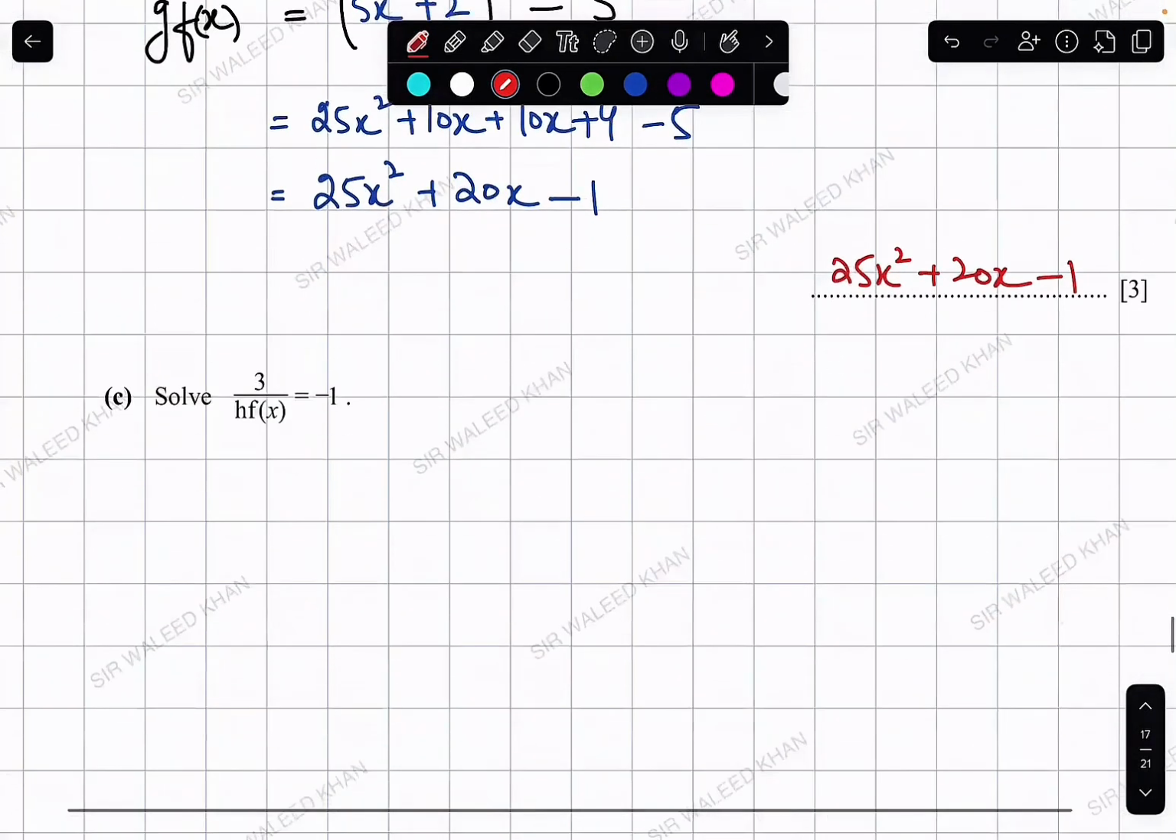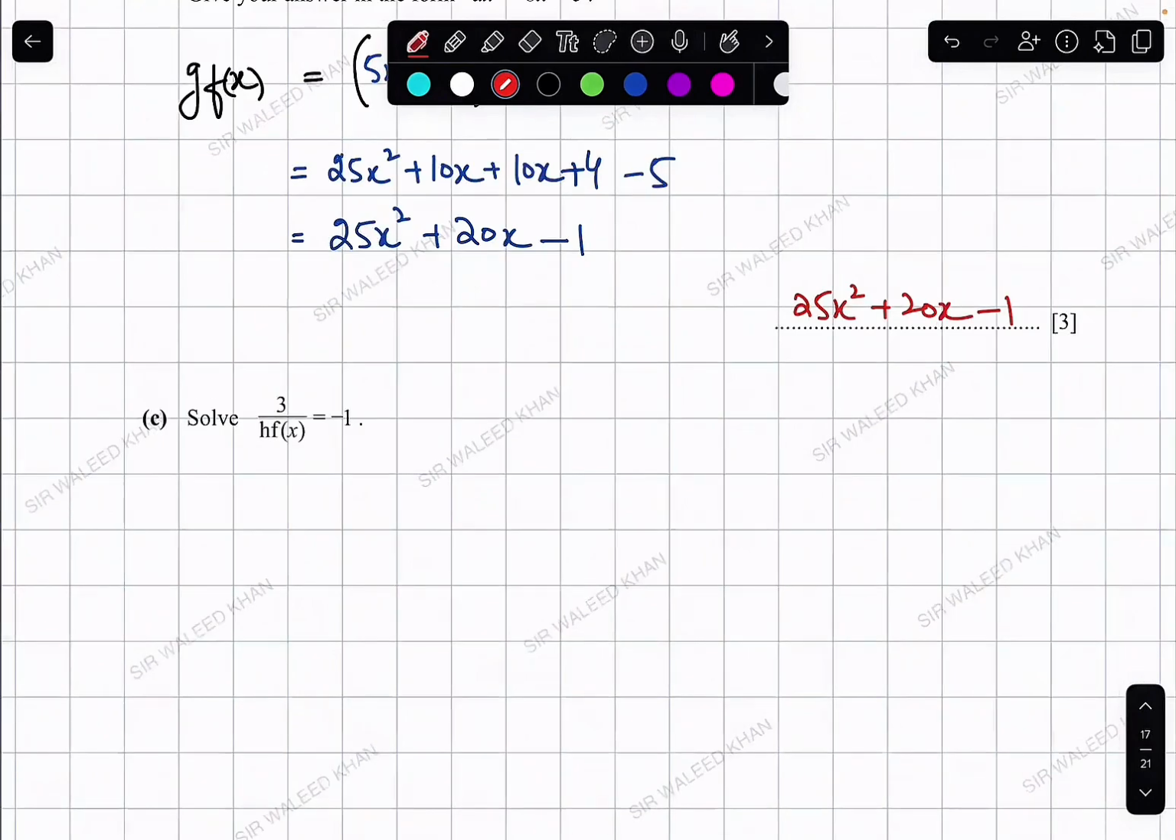Solve this over here: 3 over h of f of x. Now, first, you can always split the information like that. I have to write 3 over some value which I'm going to solve separately is equal to minus 1. What am I going to solve separately? h of f of x.